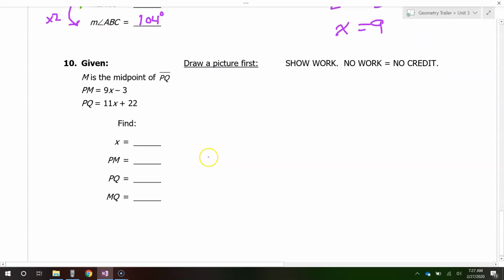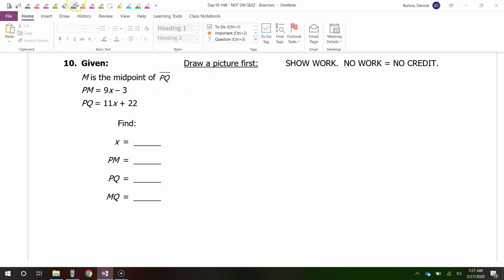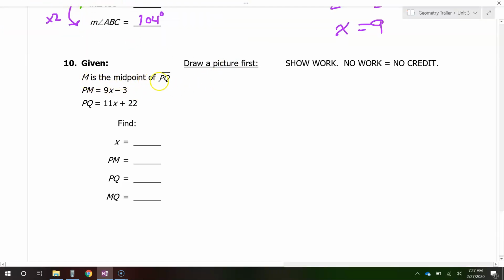Okay. For the last problem, they were not kind enough to give us a picture. So boo on that, I say. So we'll have to draw our own picture. All right, M is the midpoint of segment PQ. Let's start with segment PQ. So here is segment PQ. Here's P and here is Q. And then M is the midpoint. If M is the midpoint, that means these two parts are congruent.